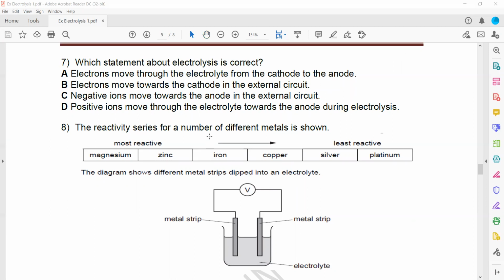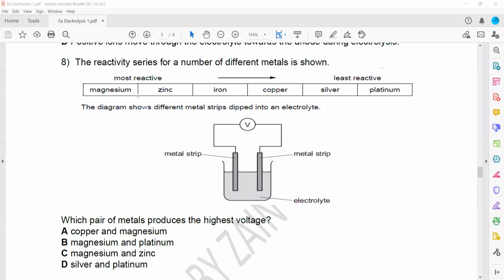The reactivity series for a number of different metals is shown. Which pair gives the highest voltage? That is the pair having a greater difference in reactivity. So when we have the most reactive magnesium and the less reactive platinum, it will produce the highest voltage. That's why B is the right answer for this.